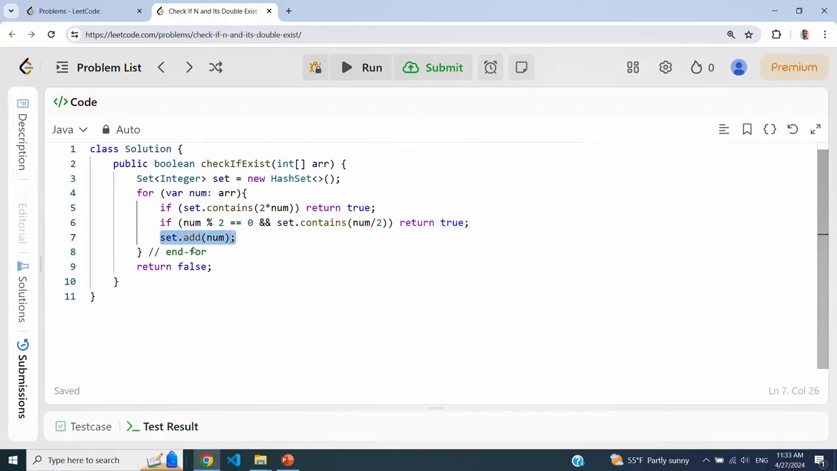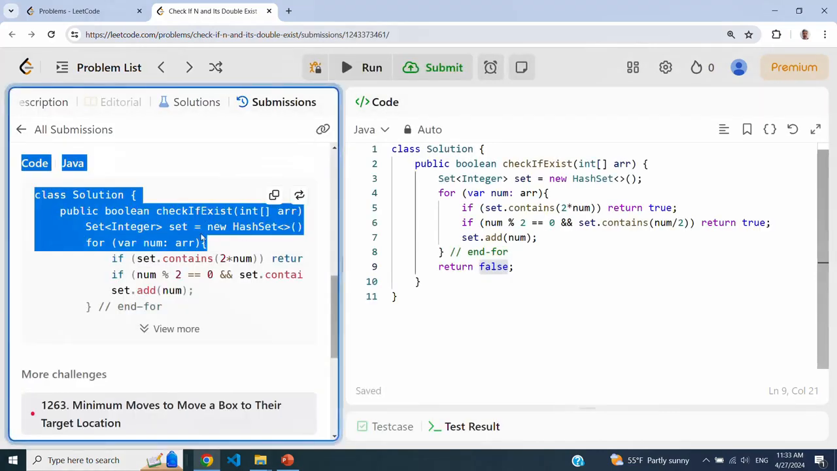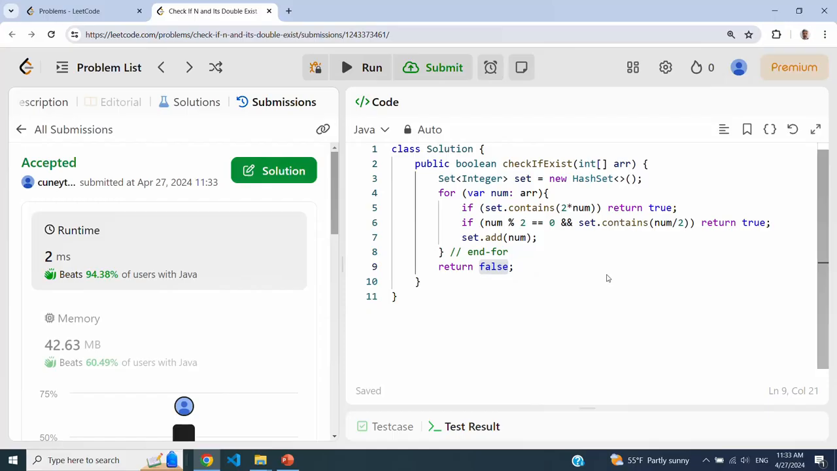If I process all the numbers and I have not seen the number and its double, then I come here and I return false. So let me submit this and show you that it actually works. As you can see, it works. It's very fast. This is a very general pattern in a sense. What you're doing is you're processing an array of numbers and you're asking if the same number exists, if its double exists, if the half of the number exists. So these are all searching problems, and hash sets are very good to process and implement these kinds of applications.